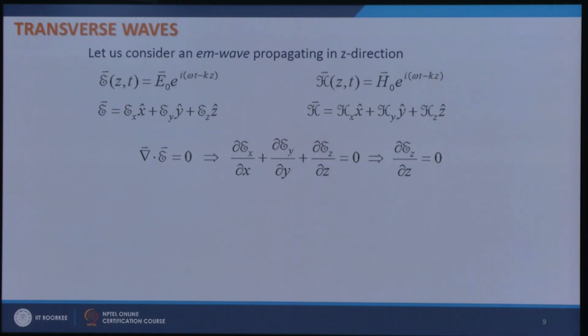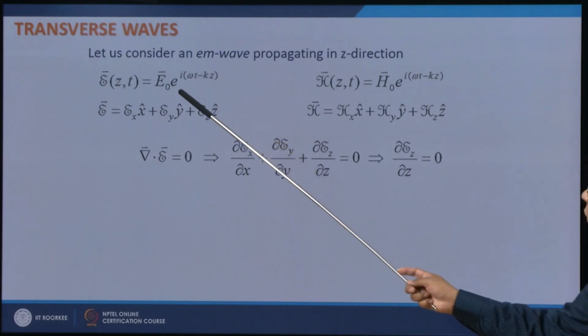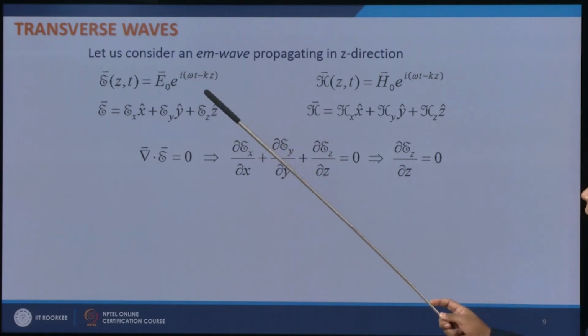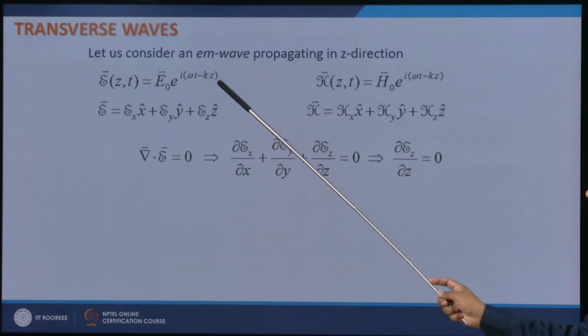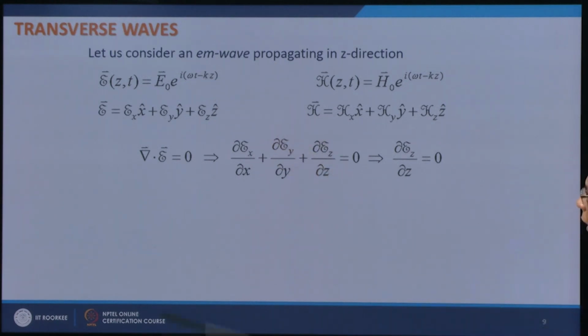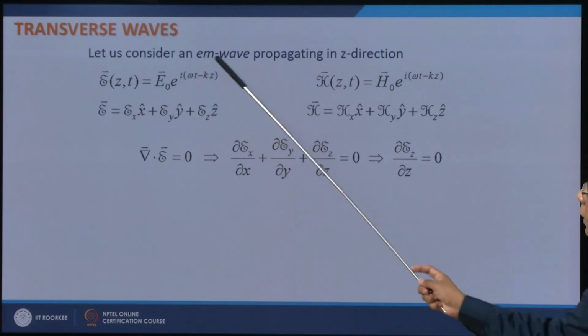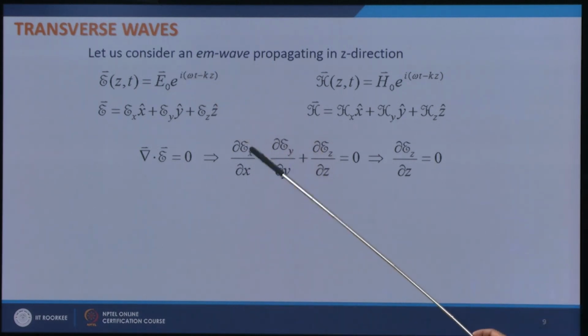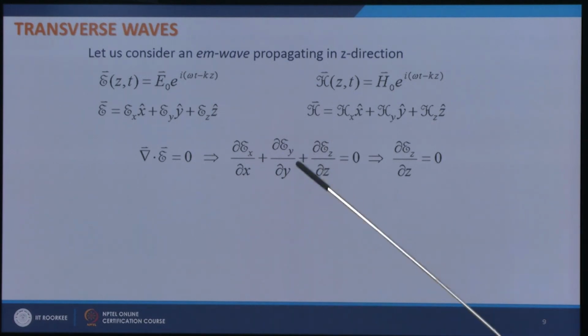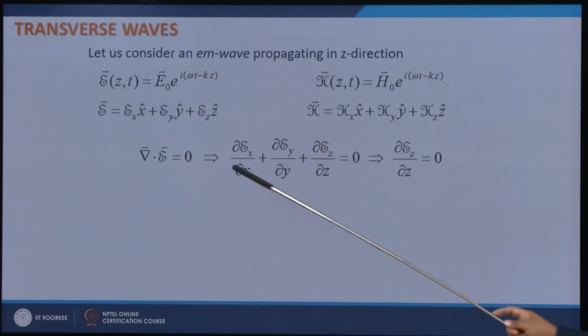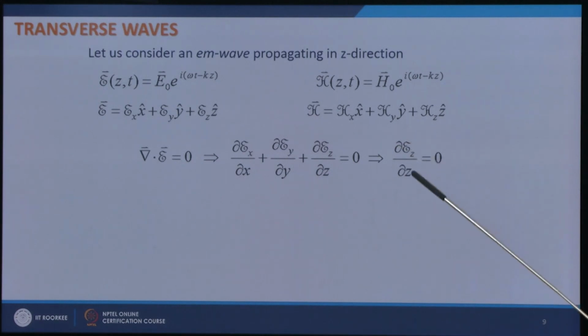Okay. If I pick up the Ex component from here, then it would be E0x e to the power i(ωt − kz). E0x is a constant, and here you do not see any term of x, which means ∂Ex/∂x is equal to 0. Similarly, ∂Ey/∂y is equal to 0, which means that if these two are 0, then this implies that ∂Ez/∂z should be equal to 0.